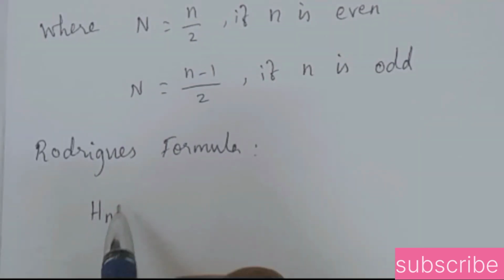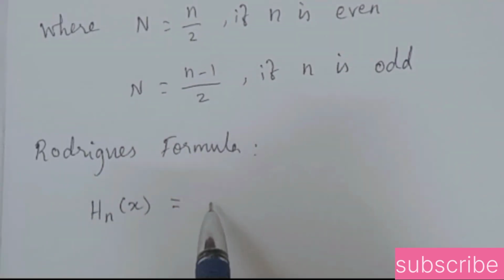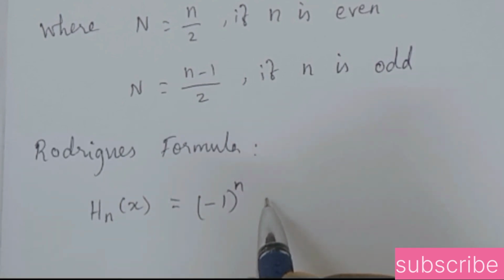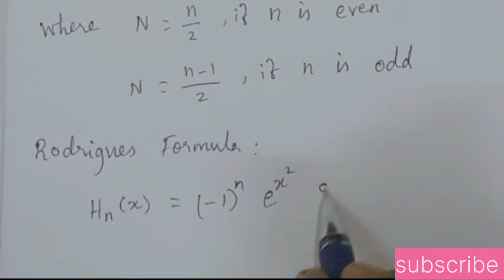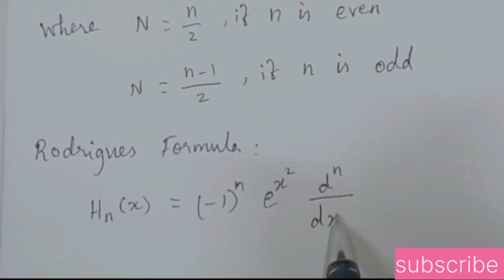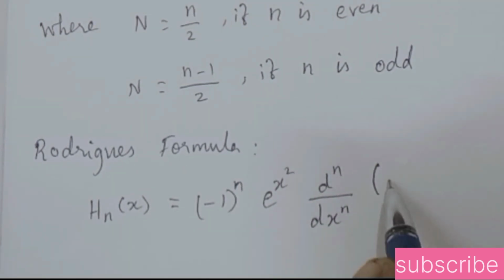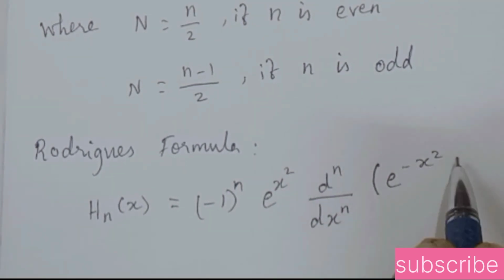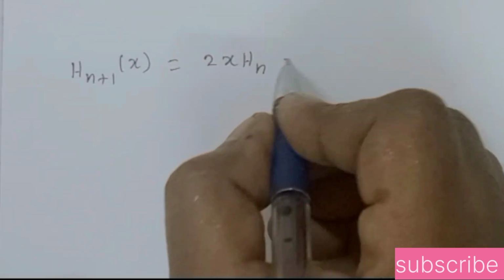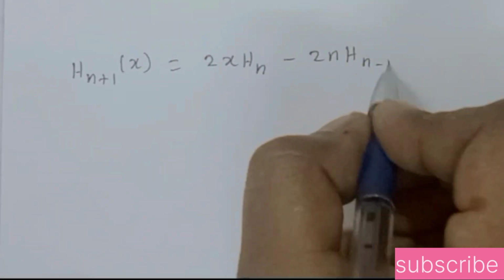Hn of x equal to minus 1 to the power n into e power x squared into d to the power n by dx to the power n of e power minus x squared. To find Hermite's polynomial for various n values, we use the equation Hn plus 1 of x equal to 2x into Hn minus 2n into Hn minus 1.